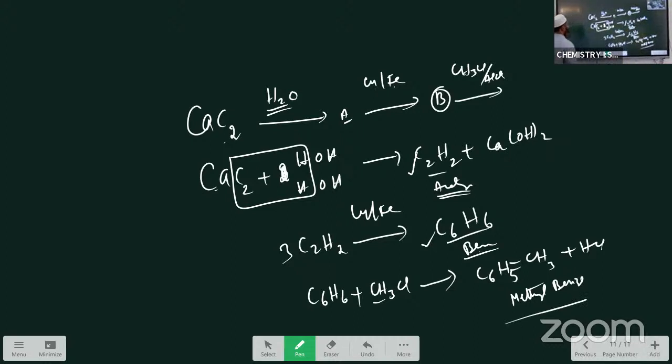CaC2 when subjected to hydrolysis gives acetylene. When acetylene is passed through copper or iron tubes, benzene is formed. When benzene reacts with CH3Cl in the presence of AlCl3, methyl benzene is formed. Okay, the remaining thing I will explain in the next class.